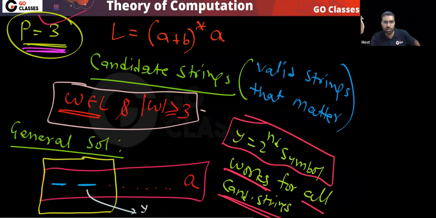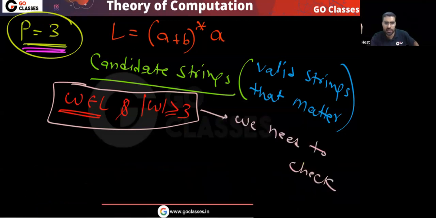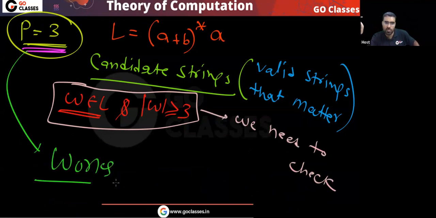So can I say p equal to 3 is working? Yes or no? So p equal to 3 works. If p equal to 3 is working, what can I say? P equal to 4 will also work. P equal to 5 will also work. P equal to 10 will also work. Any p greater than or equal to 3 will work.